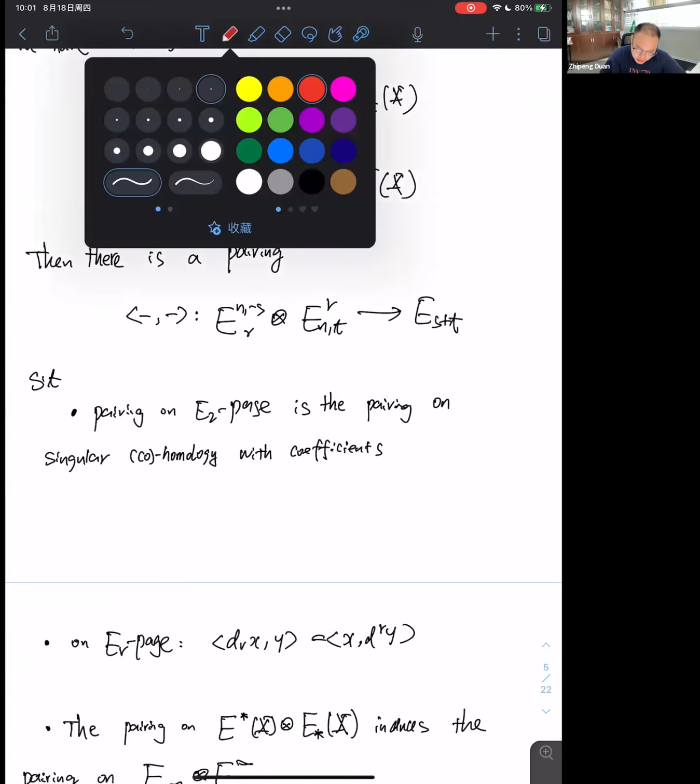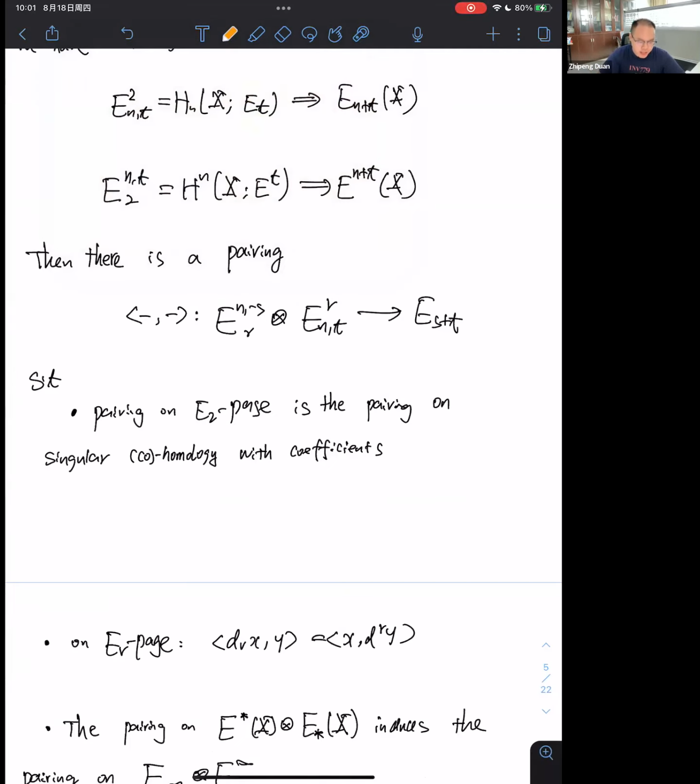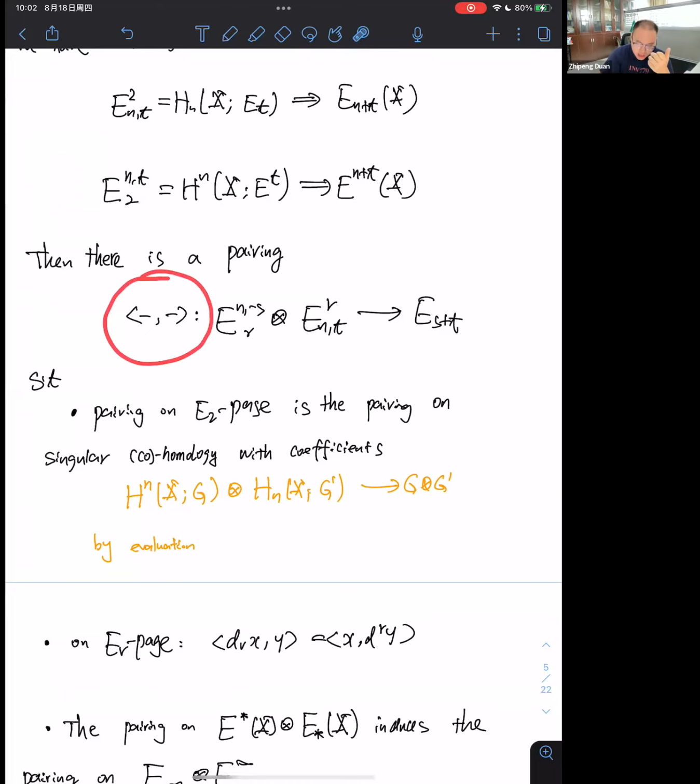So what does this mean? On the E2 page, the pairing looks like you have nth cohomology with coefficients G, and nth homology with general coefficients G prime, and it maps to G tensor G prime. This is just defined by evaluation, evaluation of chains on cochains. And the pairing here on the E2 page coincides with the usual pairing on singular homology and cohomology.